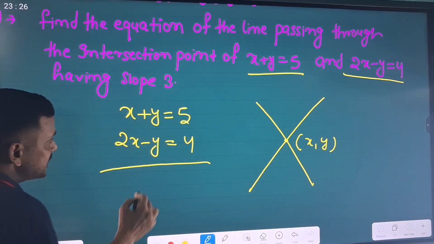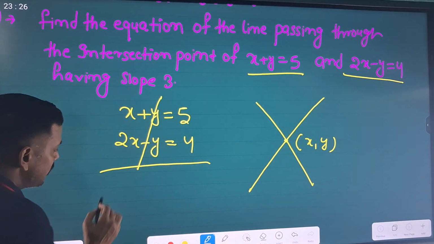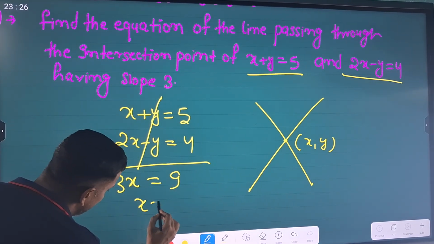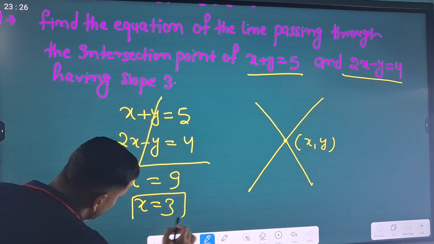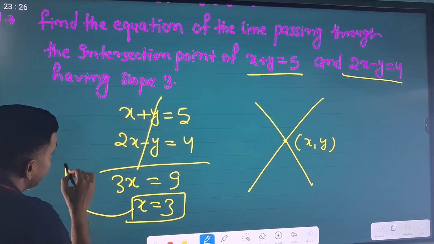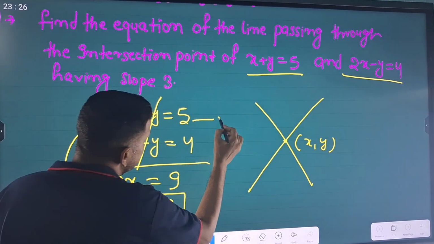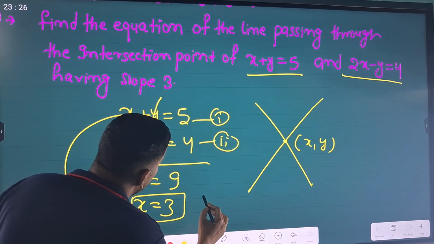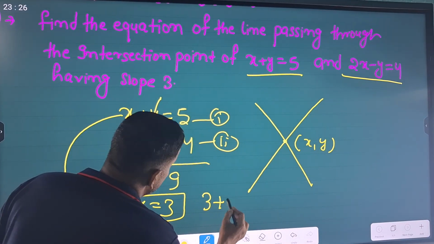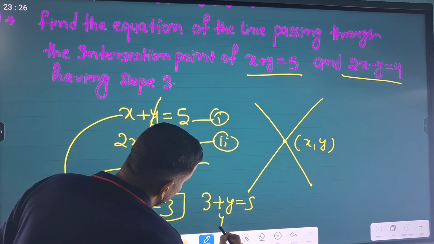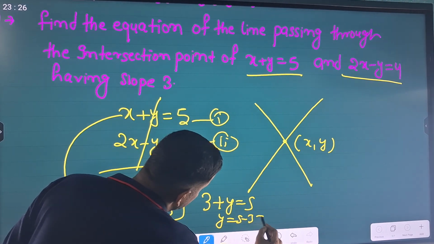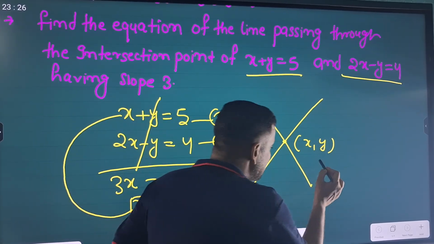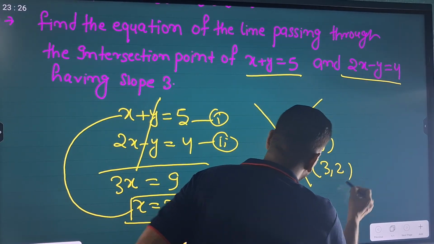When you add these equations, y and y will be cancelled. Here it will be 3x equals 9, x equals 3, and you have to put this value of x in equation 1. This is equation 1 and this is equation 2. If you put the value of x, you will get 3 plus y equals 5. So y will be 5 minus 3 equals 2. That means the intersection point is (3, 2).